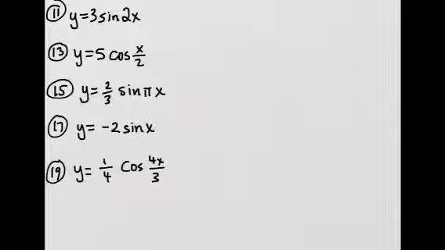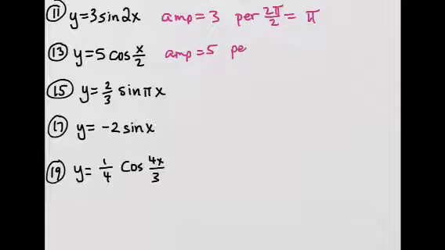Alright, so for 11 to 19, they're asking for the amplitude and period of each function. For the first one, the amplitude is 3, and the period is 2 pi over 2, which is pi. For the second one, the amplitude is 5, and the period is 2 pi over 1/2, because notice the x is in the denominator. So when you simplify this, you get 4 pi.